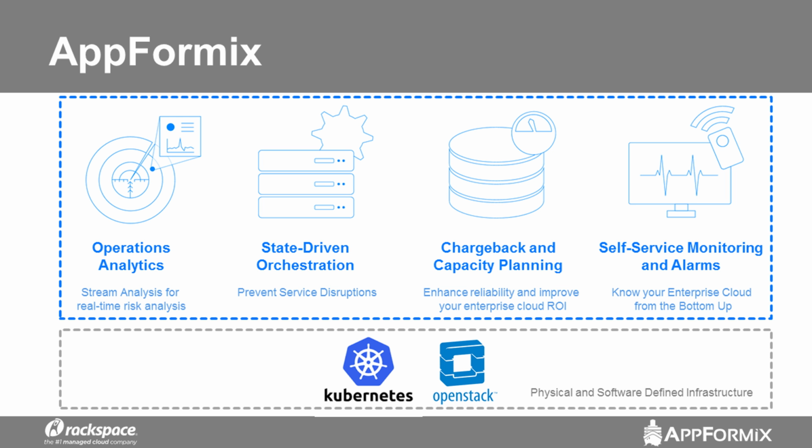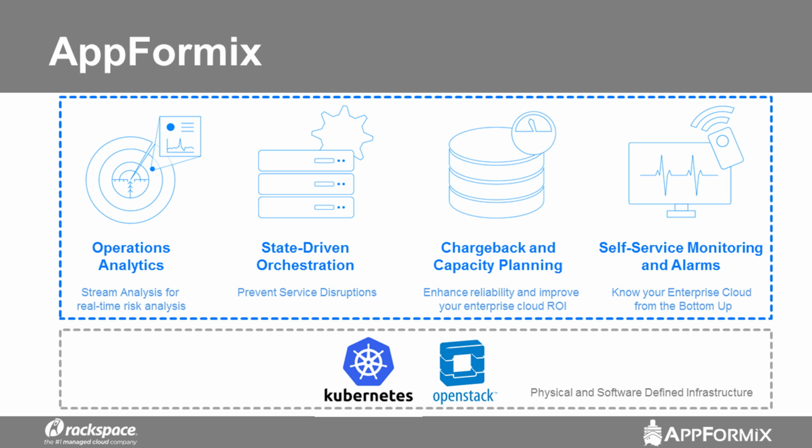Thank you, Brian. So AppFormix is a cloud service optimization platform. It works on OpenStack as well as Kubernetes. And what it does for you is democratize your data and make your cloud operations data-driven. So 4 big buckets of our capabilities. The first one is operational analytics.